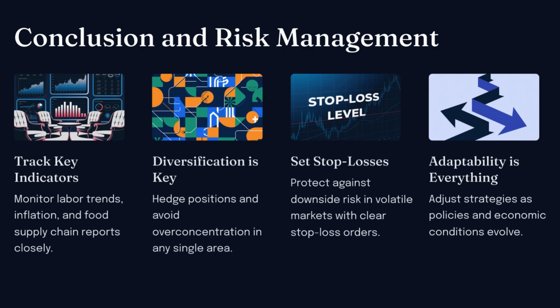To wrap this up, let's talk risk management. None of this works without a strong approach to mitigating risks. Track key indicators. Labor trends, inflation, and food supply chain reports matter more than ever. Diversification is key. Don't over-concentrate in one area. Hedging is crucial. Set stop losses. In volatile markets, protecting downside risk is non-negotiable. Adaptability is everything. Policies change, economic conditions shift, and strategies need to evolve accordingly.